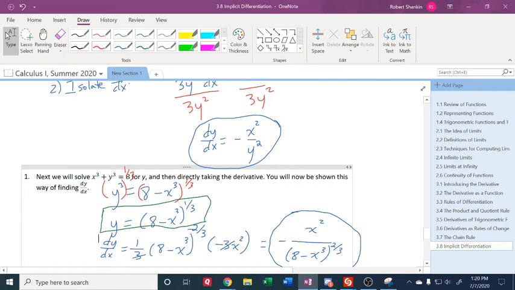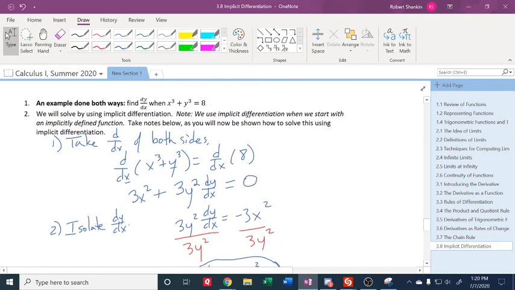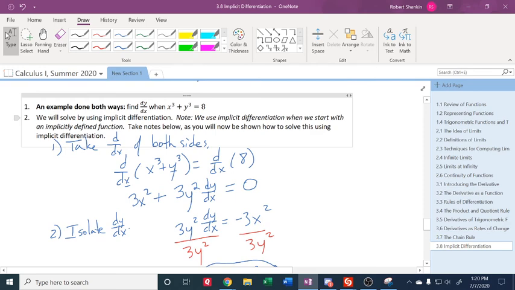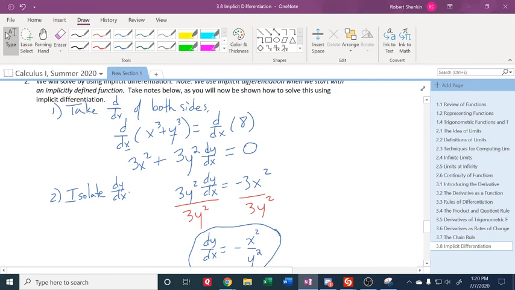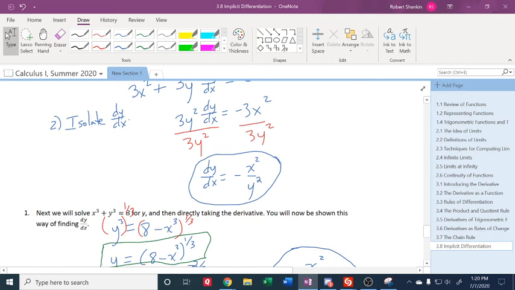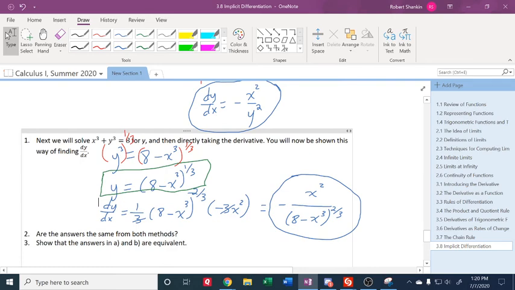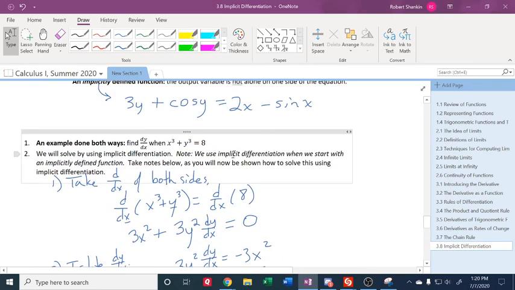But this is the limitation of implicitly defined functions. Implicitly defined functions, we weren't able to isolate. We only really use it when we can't isolate the y. And then the answer will always be in terms of both x and y, which is not the preferred form of the answer. It'd be better to have an answer that just had x's in it. But when you're doing implicit differentiation, this is the best we can do.